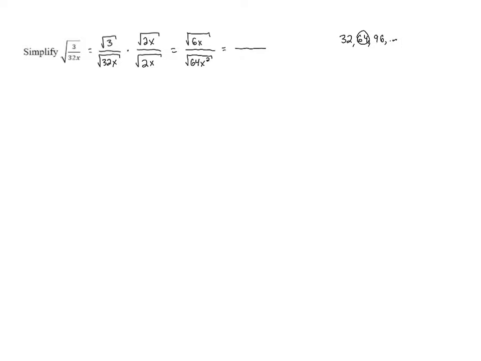And then we can evaluate the radical in the denominator. The square root of 64x squared is 8x. So we end up with the square root of 6x over 8x. And there is no reducing we can do here because everything in the numerator is inside a radical and everything in the denominator is outside. So this ends up being our final answer, root 6x all over 8x.